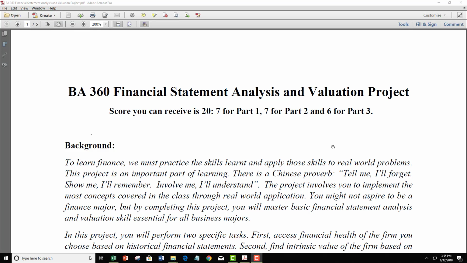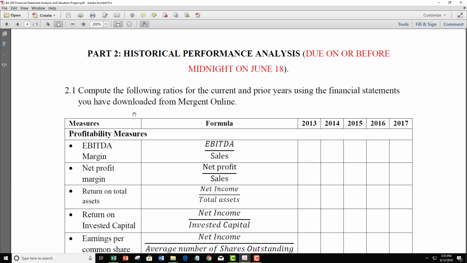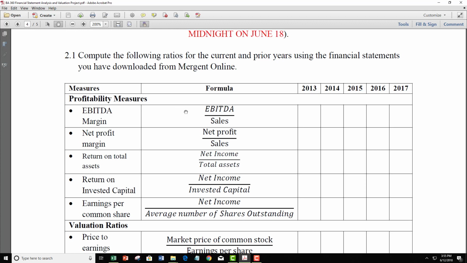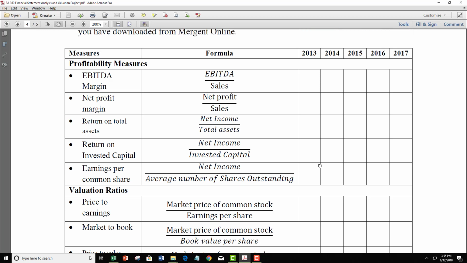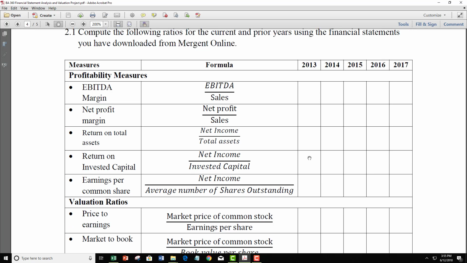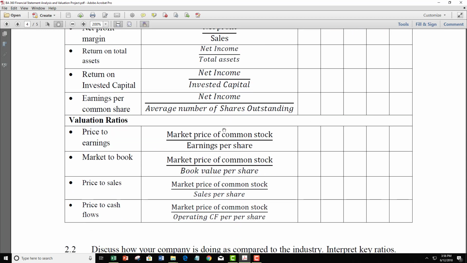Alright, let's buckle up. This video is going to be slightly longer. In this video, I'm going to show you how to compute all the ratios which you have to compute in financial statement analysis and valuation part 2. In part 2 of the project, I have asked you to compute a few profitability ratios and a few valuation ratios. So in this video, I'm going to show you how to compute all these ratios in the Excel file.